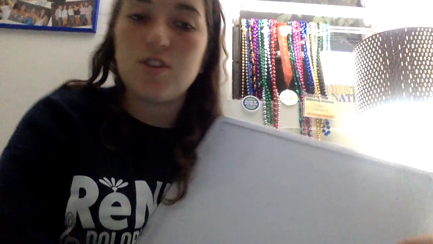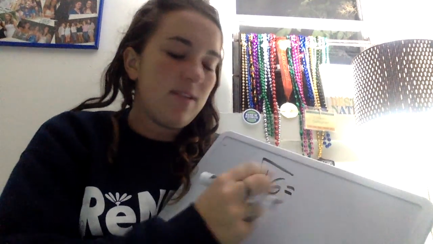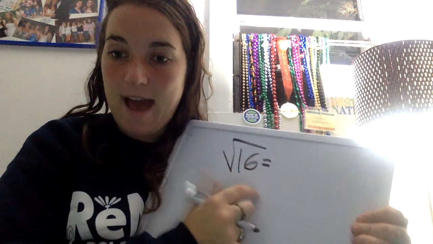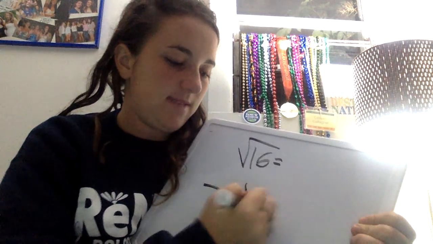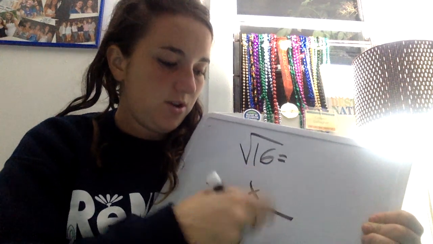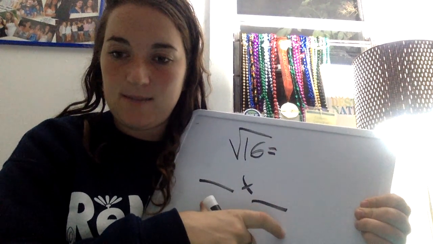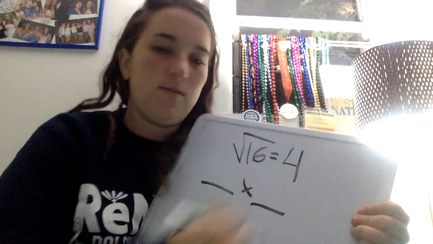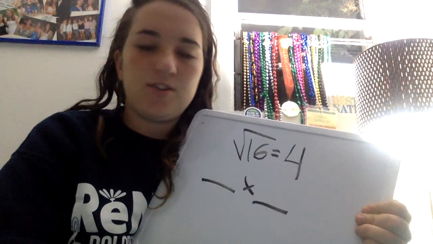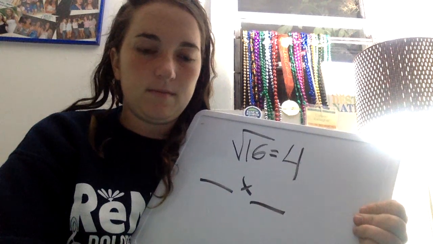It says, what is the square root of 16? Looking at our definition, the square root of 16 is the number that has to be multiplied by itself how many times to get to 16? Right, it has to be multiplied by itself twice. So what number can be multiplied by itself twice to get to 16? 4. Go ahead, try the square root of 25.